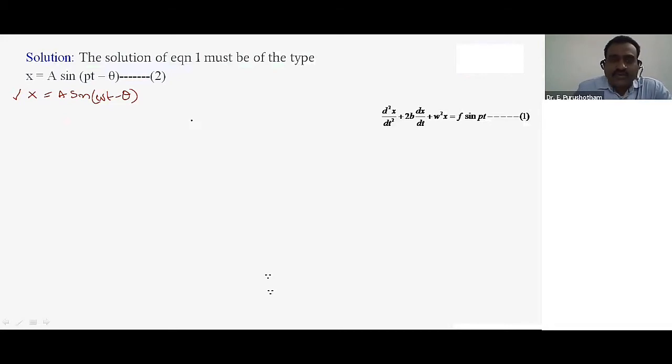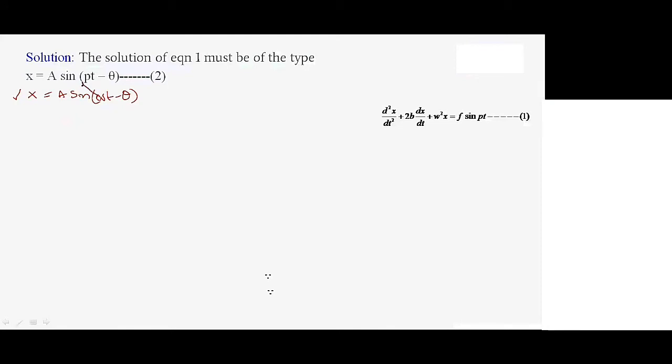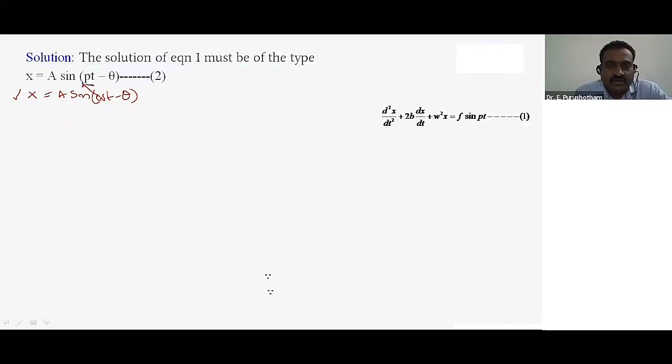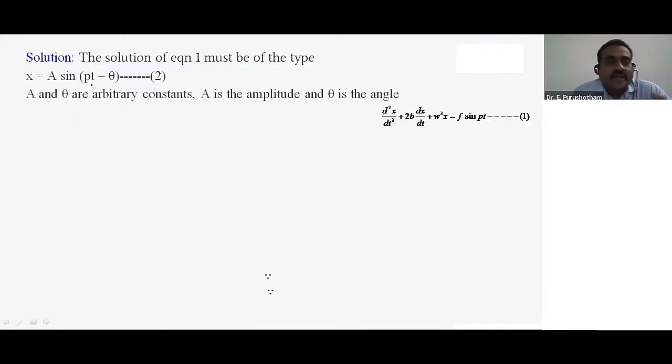Here, ω is the angular frequency, but in its place we are taking the driving frequency p. Capital A and θ are arbitrary constant values. A is the amplitude and θ is the angle.